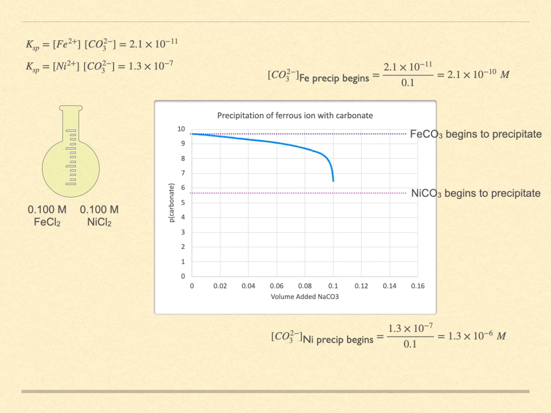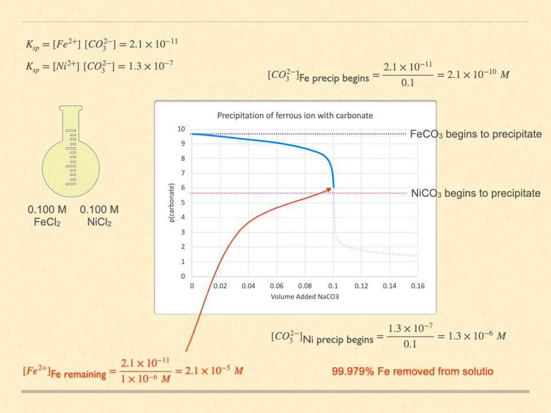And if we stop adding carbonate at a P carbonate value of 6, the nickel will not have yet started to come out of solution, but the remaining iron concentration will be 2.1 × 10^-5 molar. We will have already removed 99.979% of the iron from solution. We could filter it off and thereby have separated the iron from the nickel. A separation process that is more than 99.9% effective is actually a very good process.